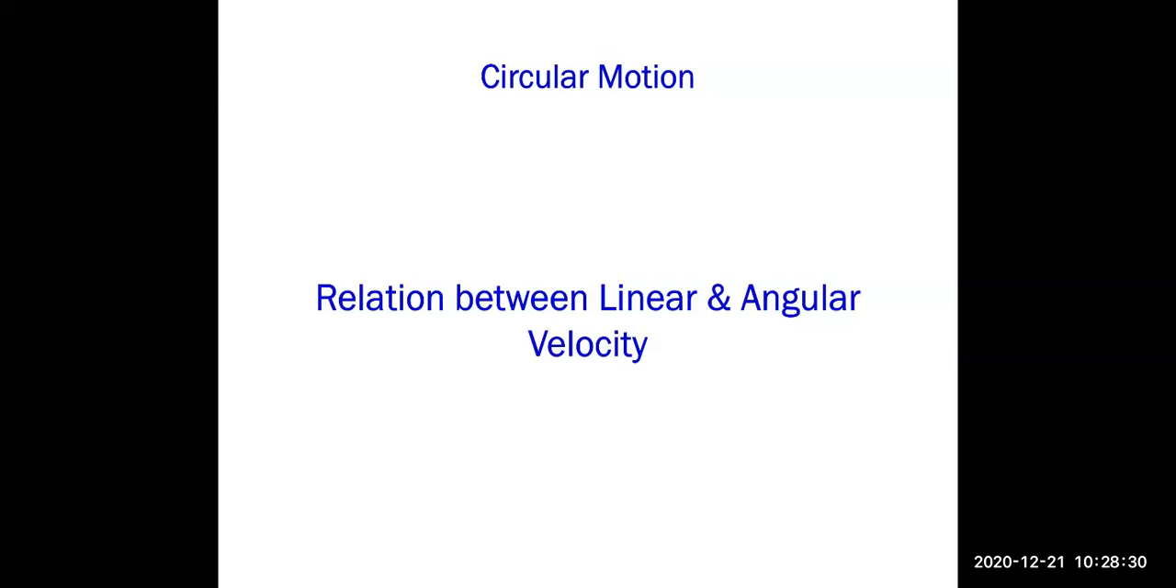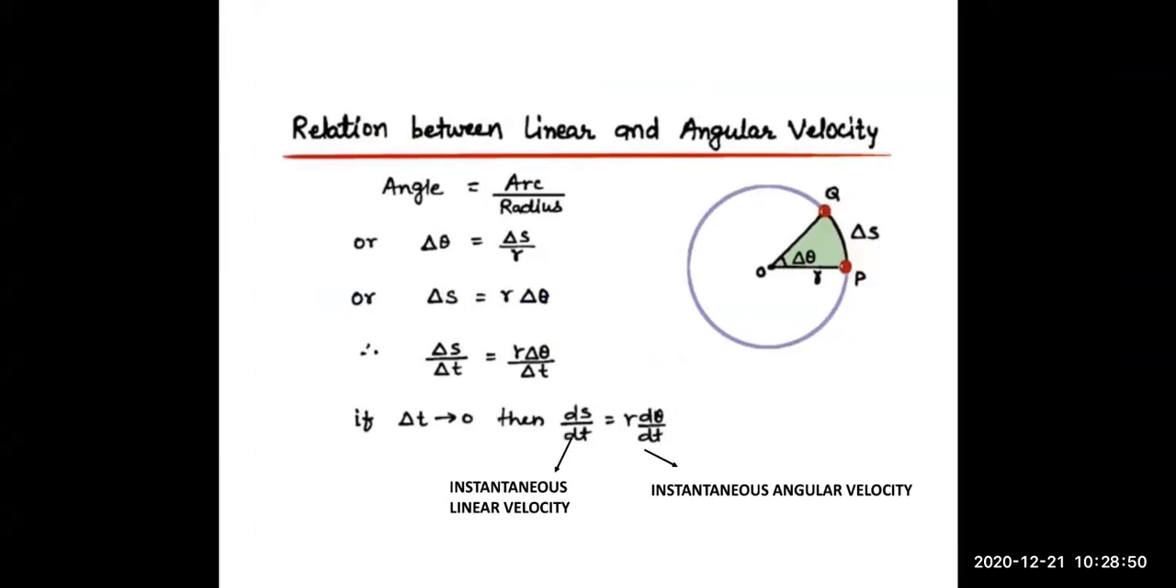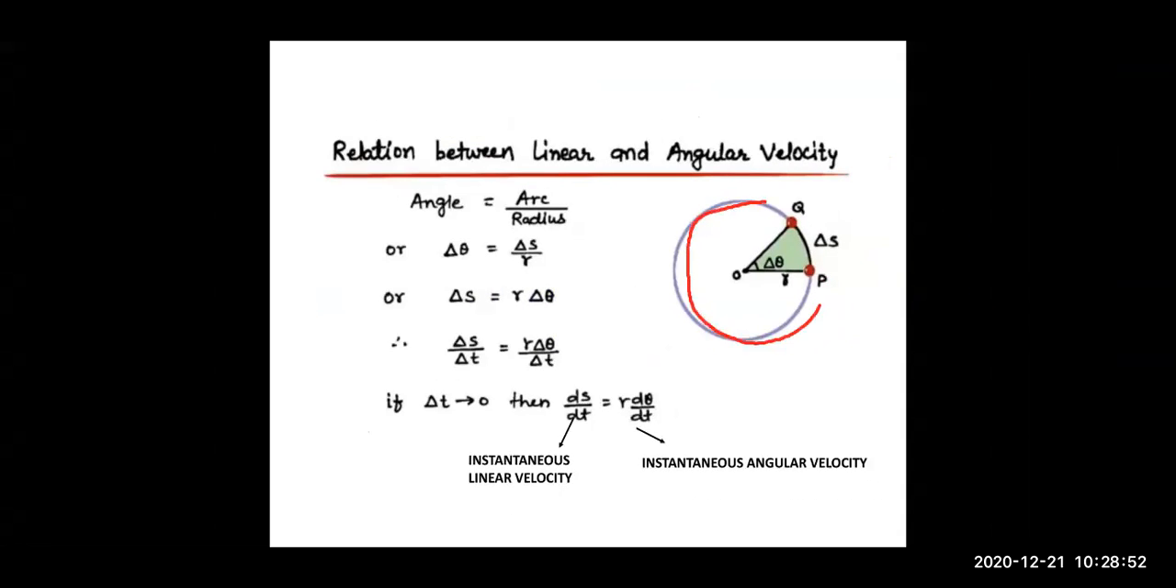Good morning, children. This is our chapter number 4, motion in a plane, and we are doing the topic circular motion. Under that topic, today we are going to cover the relation between the linear velocity and the angular velocity. So, suppose, children, a particle is moving on a circular path and the radius of the circular path is r with the center of the circle as O.